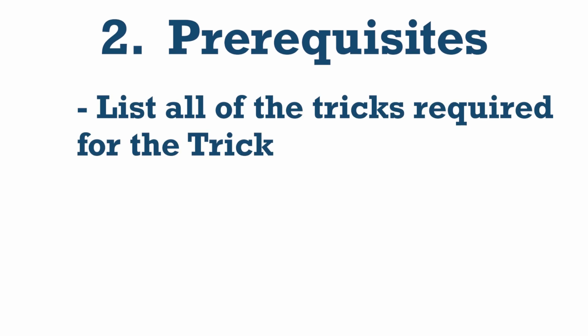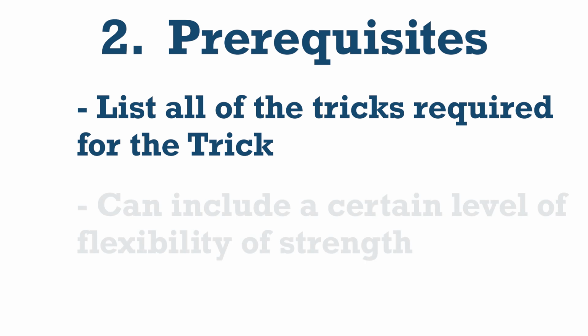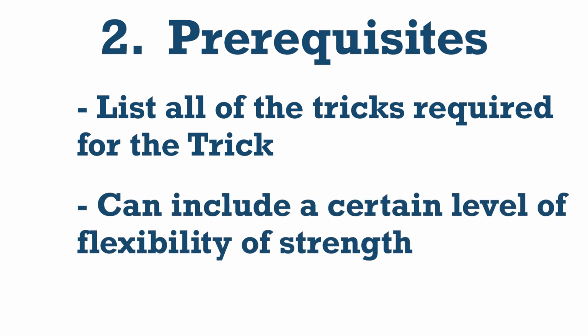Next, you're going to list out the prerequisites. So this is all of the tricks that come before the trick that you're teaching. Anything that they should have before trying this trick. The prerequisites don't need to just be tricks. You can even mention a certain level of flexibility they might need or a certain level of strength. It can really be whatever's going to be necessary for learning the trick. You just need to get across to the viewer what they need to be able to do before they start learning the trick.